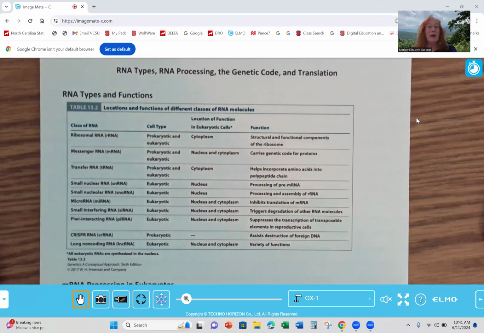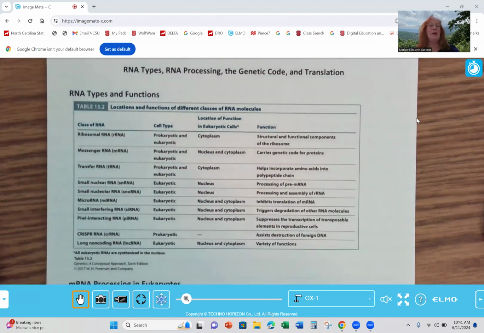Hello, welcome to today's problem session. Today we're going to be talking about the types of RNA, RNA processing, the genetic code, and translation. So let's get started.